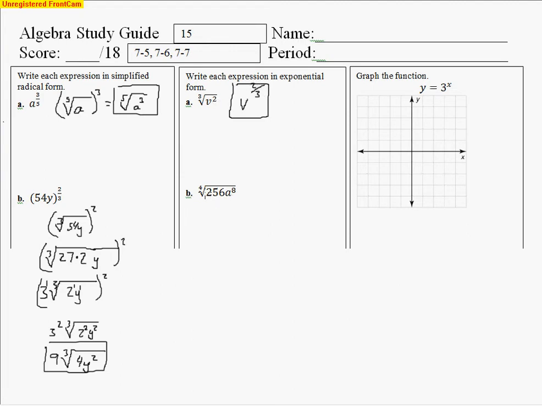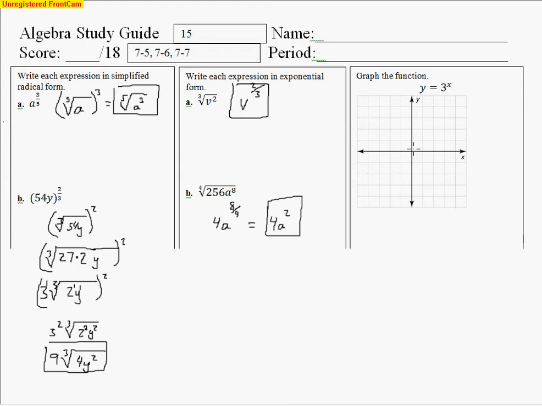So I'm looking for 4 numbers that multiply to make 256. Well, I see that 4 times 4 times 4 times 4 makes 256, and so I found that this is going to be 4a to the 8/4 power. Well, I can reduce that 8/4 power by just writing this as 4a to the second power. Again, the fourth root of 256 ends up making 4.